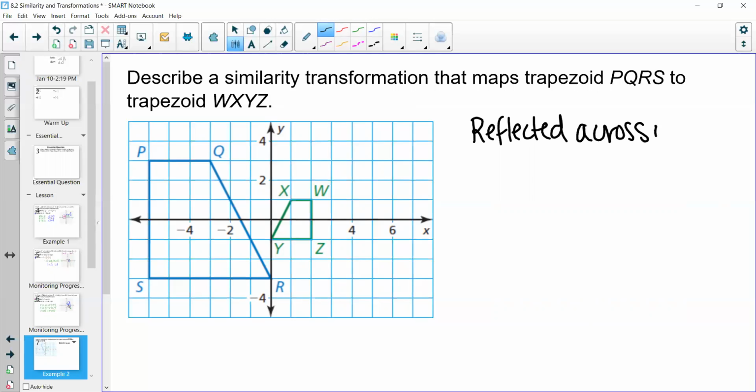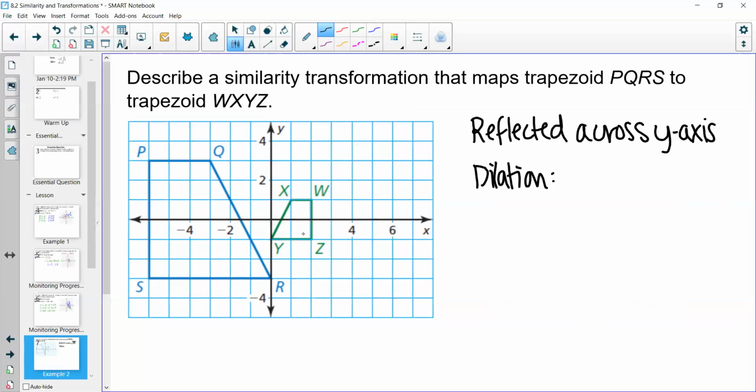across the y-axis, right? A very easy way to tell that we've reflected it across the y-axis is you can actually see that it's facing the opposite direction. So when it faces the opposite way, we've reflected. Now, once we know that we've reflected, what we want to do is figure out what that dilation rate, or that dilation factor, is.